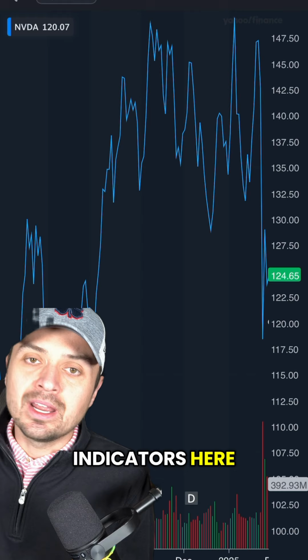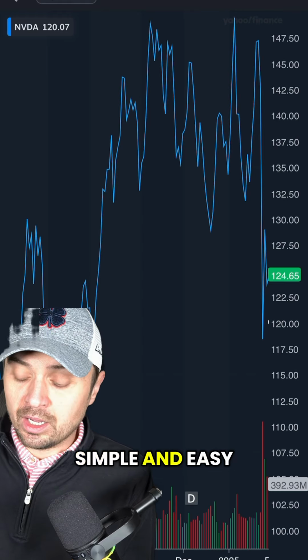Here's how I analyze companies that I'm going to sell puts or calls on. So if I'm on mobile, I love to just go over to the Yahoo Finance app. You can download it. And what you want to do is head over to the chart. So I'm just going to use NVIDIA as our example, and I'm just going to click into the chart right here. You want to make sure you're on the 6-month chart, and then we're going to add 2 indicators here that are really simple and easy to understand.